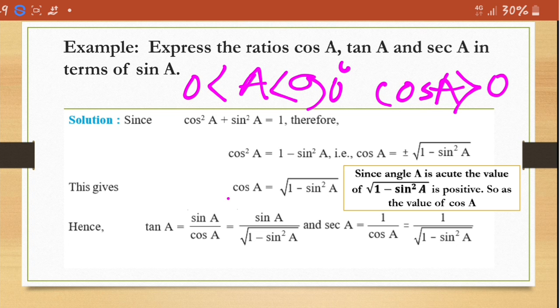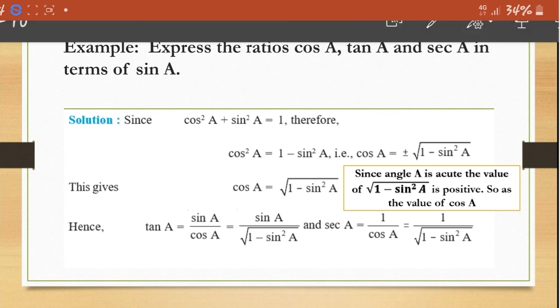That's why I am considering here cos A is equal to root under 1 minus sin square A, because A is the acute angle given. I am not considering the negative sign. That's why I am considering the positive sign. Okay. So cos A is equal to root under 1 minus sin square A. That means we have converted cos A in the term of sin A.